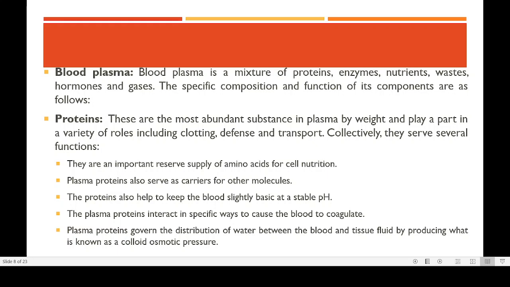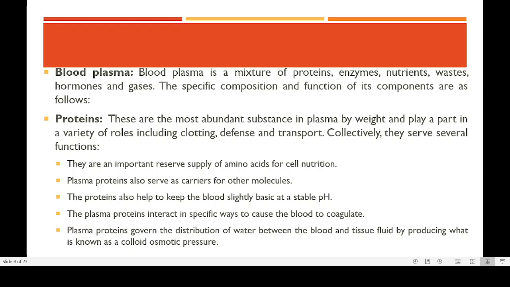They are listed here. One function of the plasma proteins is that they are an important reserve supply of amino acids for cell nutrition. Because what is the main function of the blood? Transportation of different types of material. It transports oxygen, carbon dioxide, nutrients, excretory products, and hormones. So the main function of blood is transportation.